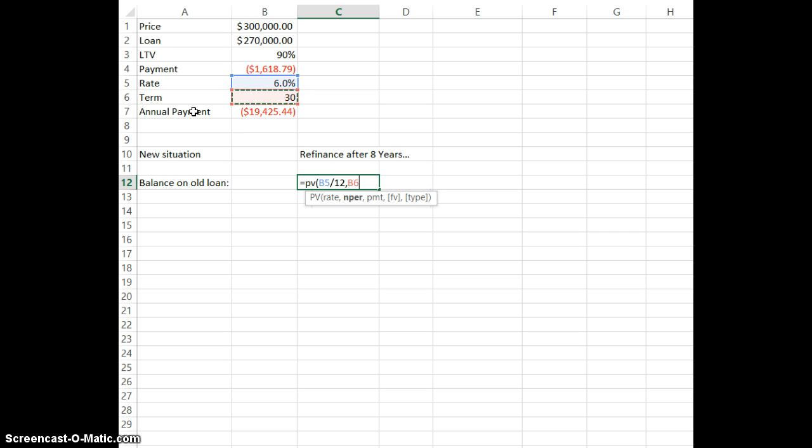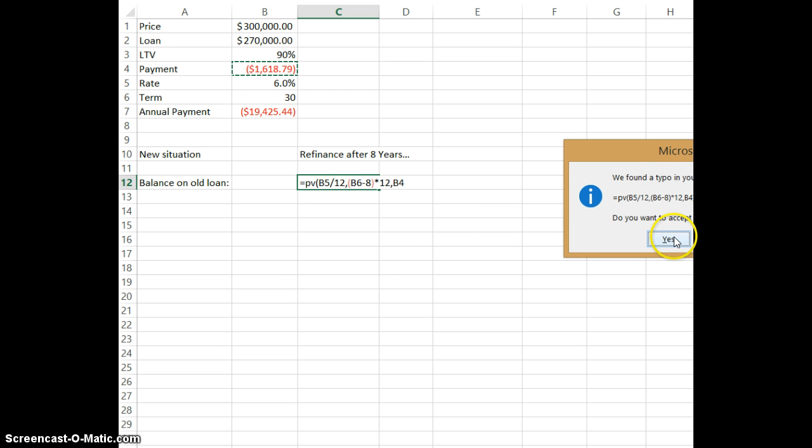And what we'll want to do with the number of periods is, well, the first thing I should probably do is back out there and put in my parentheses for some easy math. So we're going to take the 30 years, subtract 8 years out, multiply that again by 12, and then we need to add in our payment.